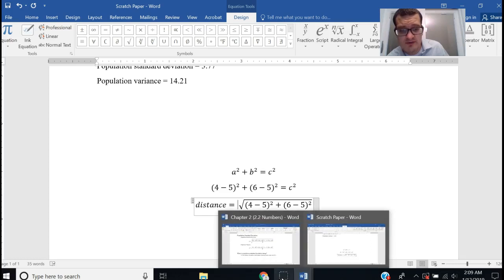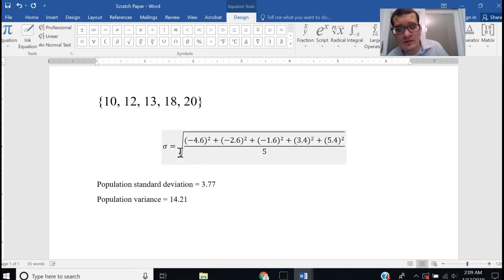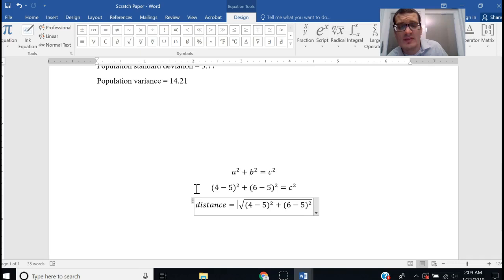matches very well with our general formula. We have a square root of a bunch of stuff squared. All of that stuff is coming from a difference of a value and an average, okay? The other thing you'll notice is that with the set we had, 4, 6, if I think about that as having a two-value set, 4 and 6 has an average of 5.